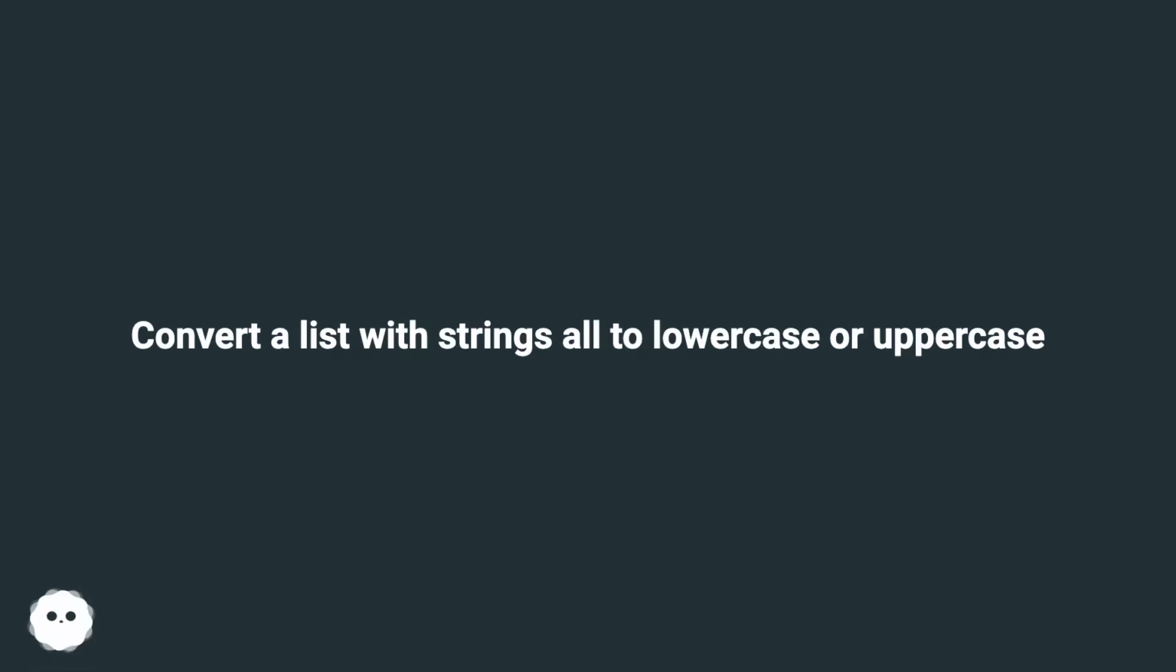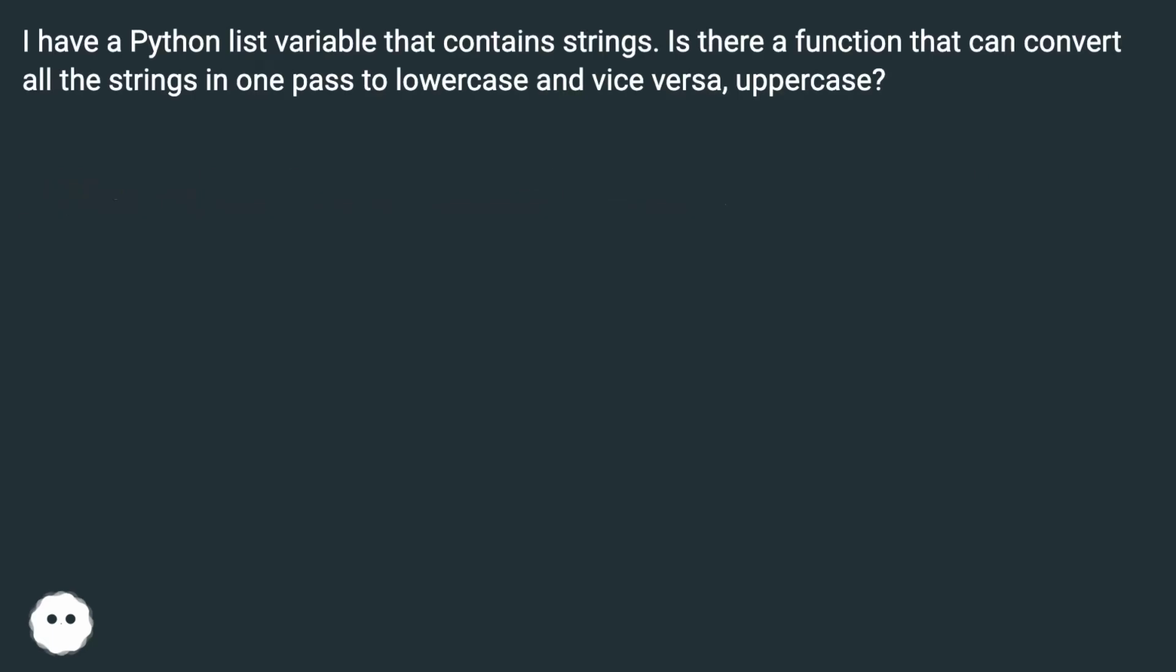Convert a list with strings all to lowercase or uppercase. I have a Python list variable that contains strings. Is there a function that can convert all the strings in one pass to lowercase and vice versa, uppercase?